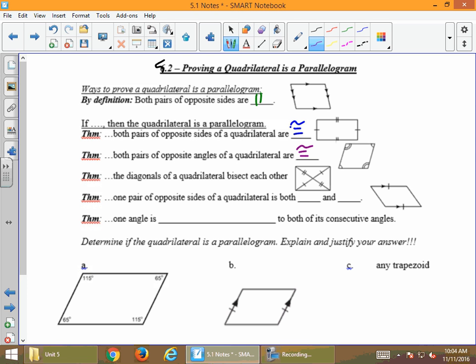Here's a new one that we can use. If one pair of opposite sides, so one set of a quadrilateral is both parallel and congruent, so this set right here, they're congruent because it has the tick marks. It's also parallel because it has the arrows. We know that's a parallelogram. So if one set is both parallel and congruent, then we know we have a parallelogram.